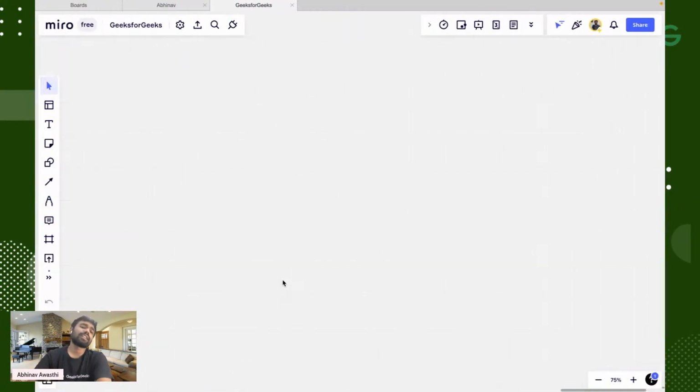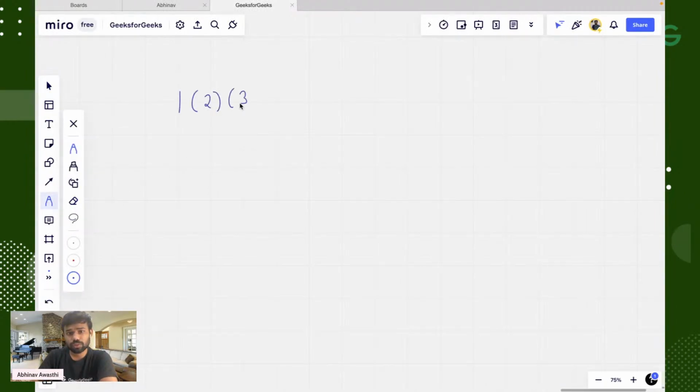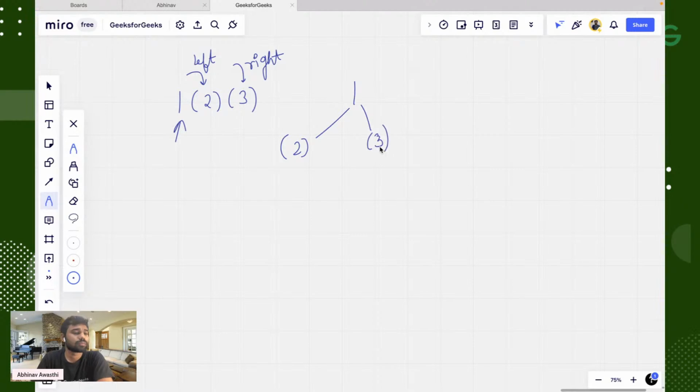So if you see here, the first test case given to you is like this: 1(2)(3). What does it mean? It means the first character given to you will be the root. After that, you will have two bracket components: opening, closing, opening, closing. Maybe it can be one, maybe it can be two. The first one is the left child of this root, and this is the right child of this root. So the tree is 1, 2, and 3.